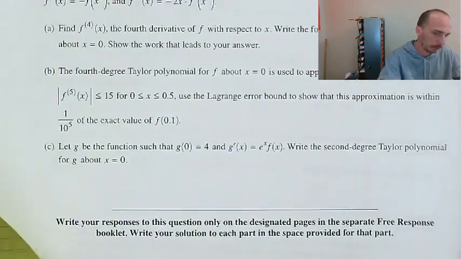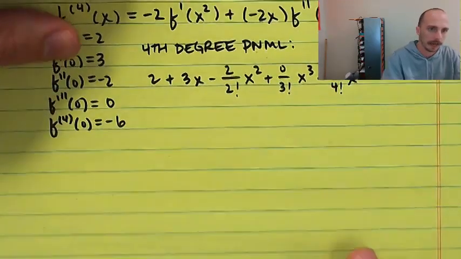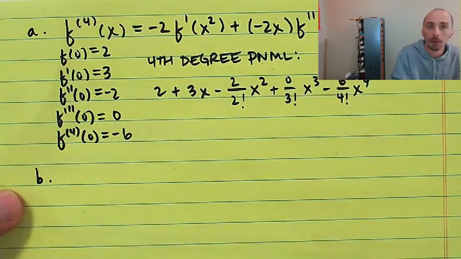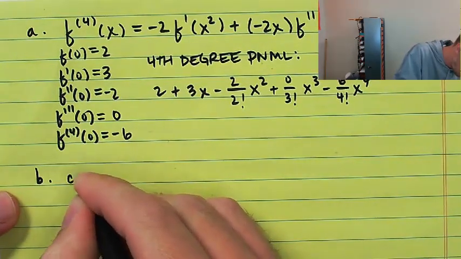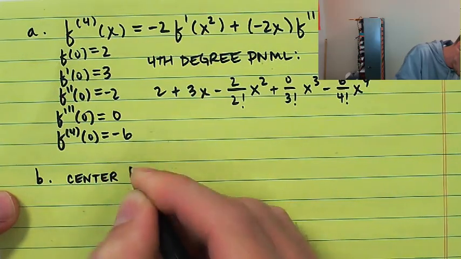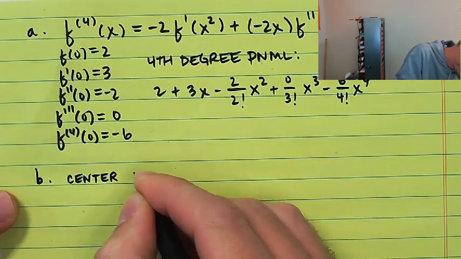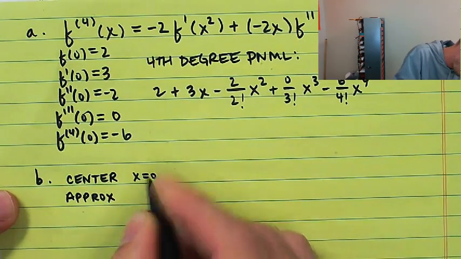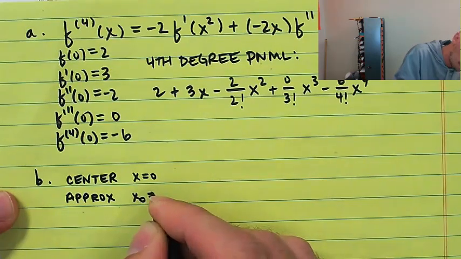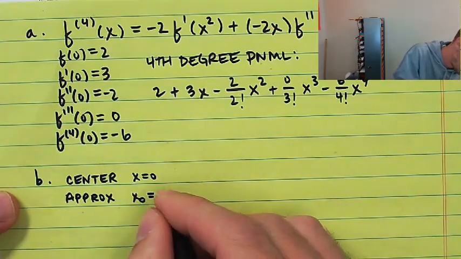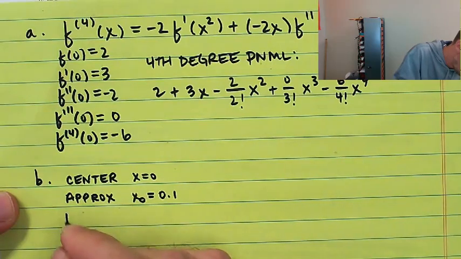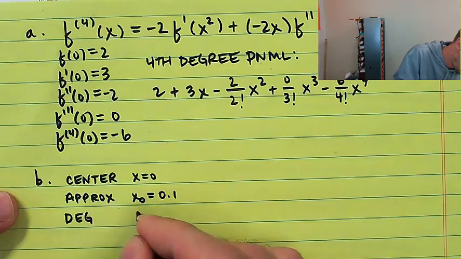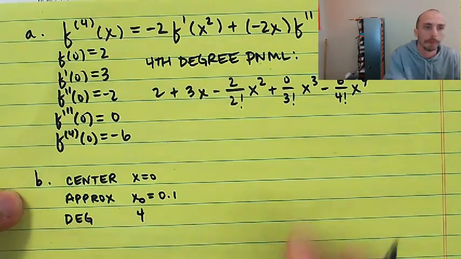All right, so I'm going to slide this over here and say, all right, for part B, we're doing a Lagrange error bound. So what I always tell people to do is like write down all the stuff you know. The centering point, if it's a Maclaurin polynomial, or if it's centered at x equals 0. Okay, we are approximating at x equals, what was it, 0.1. Yeah, we're trying to approximate f of 0.1. And then the degree of polynomial that we used is the fourth degree polynomial. It says the fourth degree is used to approximate f of 0.1.